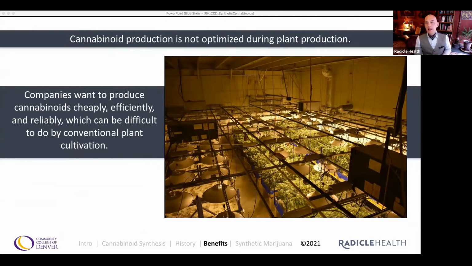From a commercial perspective, the goal is to produce cannabinoids cheaply, efficiently, and reliably. And that can be really difficult to do with conventional plant cultivation. First of all, cannabinoid production is not optimized during plant production. Cannabis plants produce cannabinoids only during a specific phase of growth, and those cannabinoids are concentrated only in the unfertilized female flower. During most of the plant growth phase, the plant doesn't produce any cannabinoids at all.